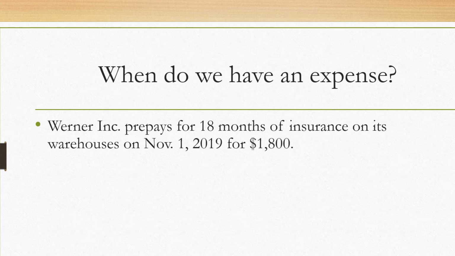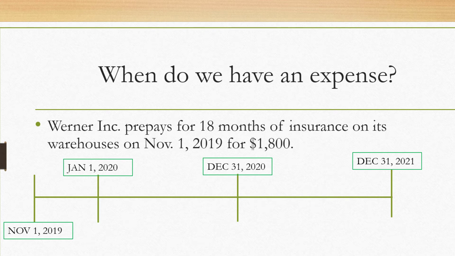If you prepay for your insurance on November 1st, you don't have any expense at that point in time. 18 months, $1,800, that's $100 a month. Every month you would have an expense of $100 over the course of the next 18 months.